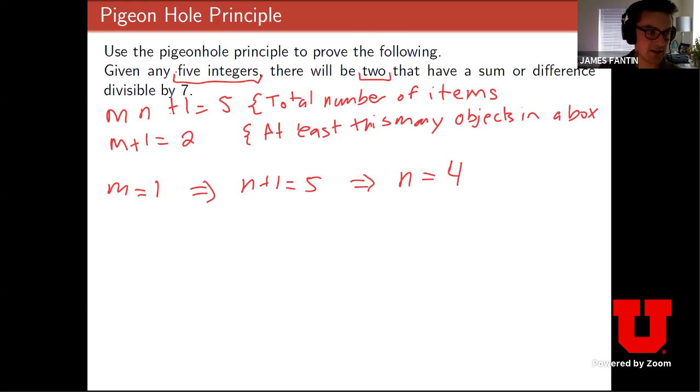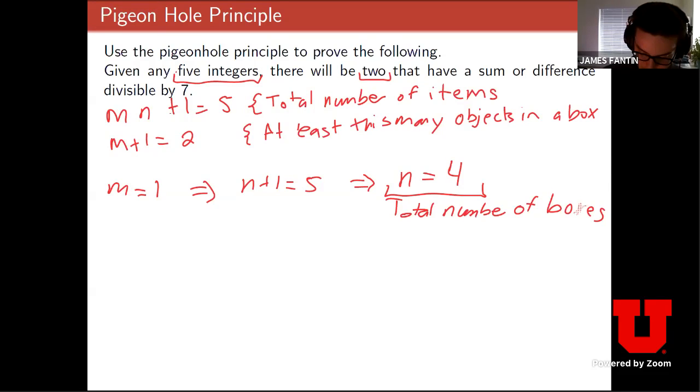So can anybody tell me in chat, what's so important about this variable here? What does n equal to 4 mean? Yeah, perfect. Somebody said in chat, that's the total number of containers. Yes. So n represents the total number of boxes.